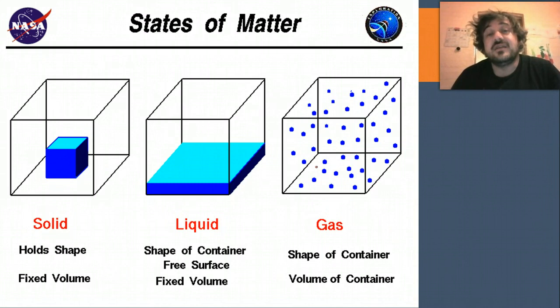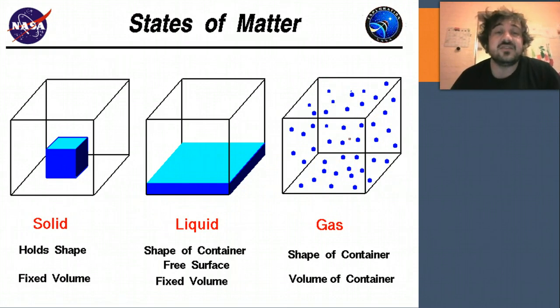Okay, so these are the diagrams. You should know these diagrams. You should be able to reproduce these diagrams if you were asked. Okay, so the solid has a fixed shape and fixed volume. The liquid takes the shape of the container. It says here free surface. This means it'll have one surface that's not touching the sides of the container and a fixed volume. Whereas the gas doesn't have a free surface because every surface is touching all edges of the container.